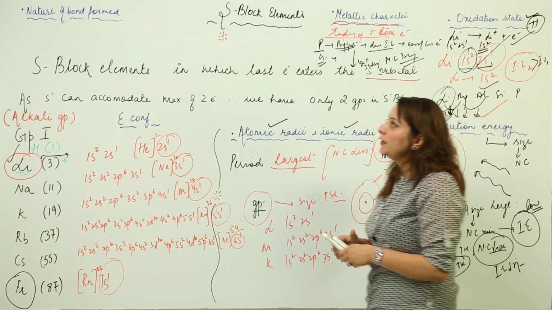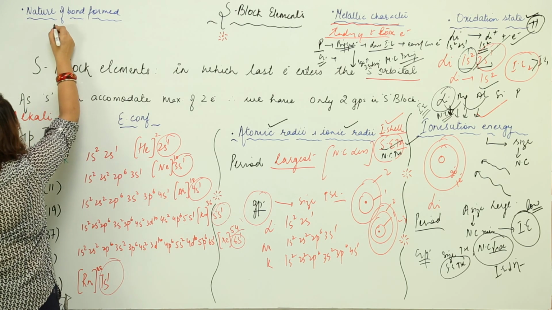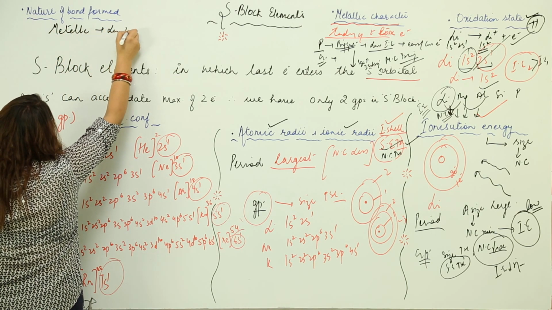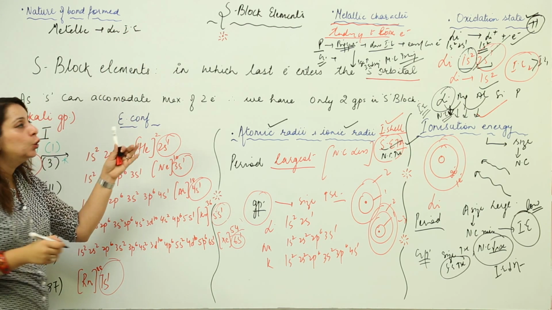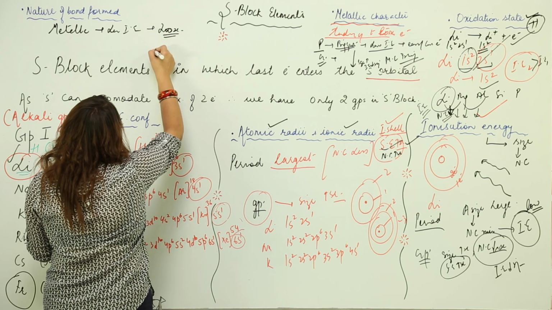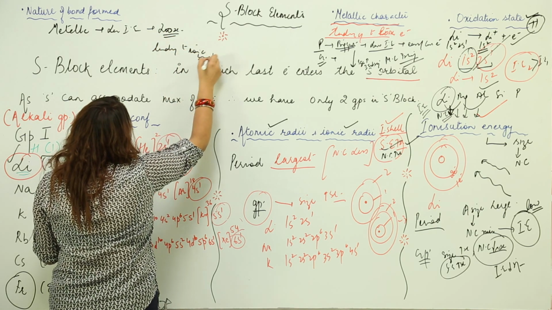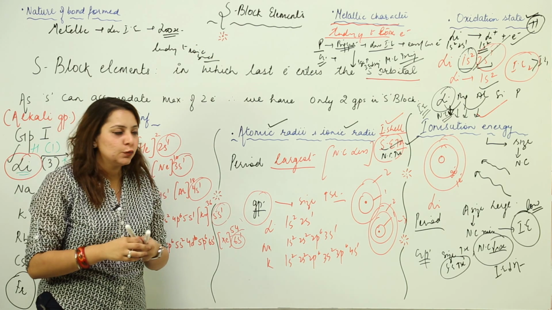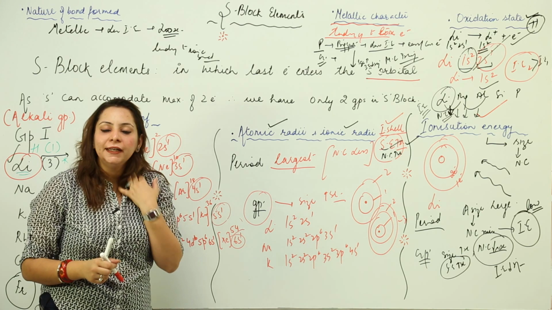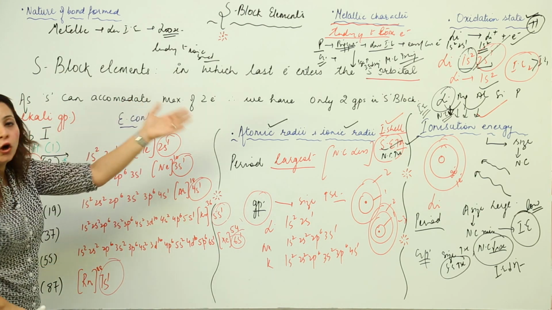Right. Likewise, we have one more property, the nature of bond formed. As you have seen, they are metallic because they have less ionization energy. That means they can easily lose electrons. That means they have the tendency to form ionic bonds, because an ionic bond is formed by the transfer of electrons, one atom loses and the other gains. So they have more tendency to form the ionic bond as compared to the P block elements.